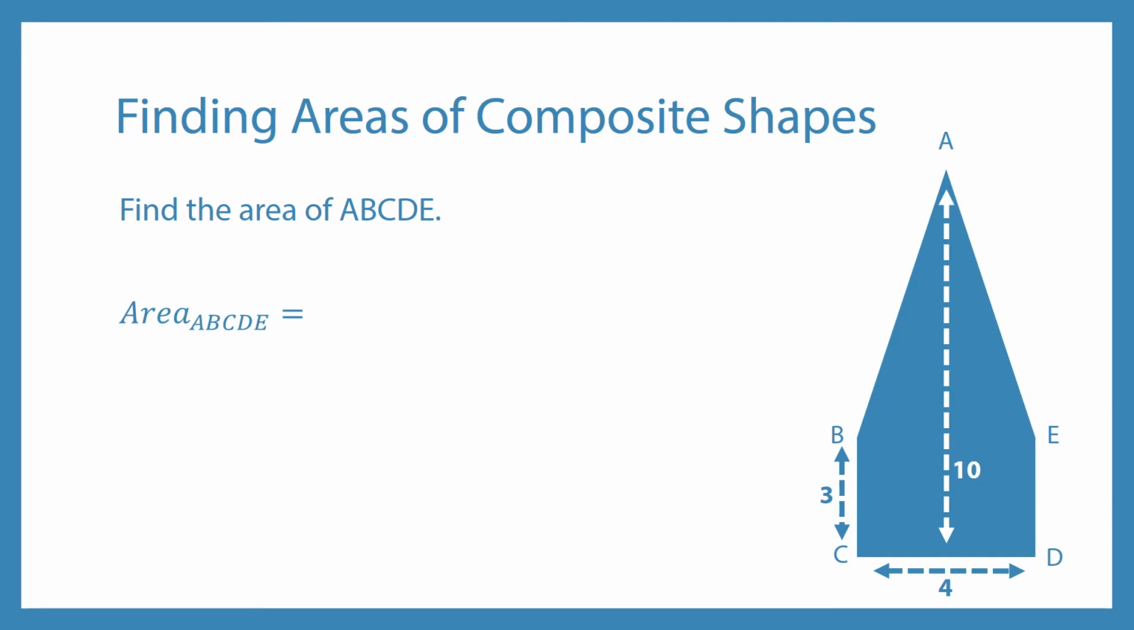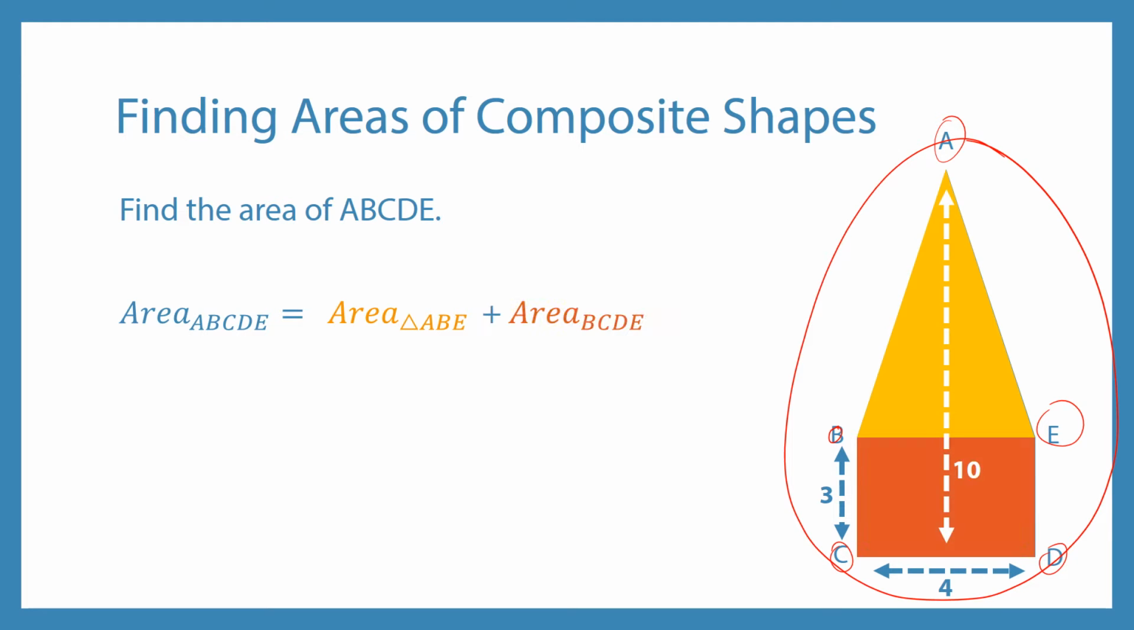I'm going to show you some examples and then give you a few to do for yourself. For this one, we're asked to find the area of ABCDE, which is just this whole shape here. You go from A, B, C, D, E. To do this, we can break it into a triangle and a rectangle. Now we need to find the area of these two smaller shapes, which we know how to do, and then we can add them up and it's a lot easier to work out.